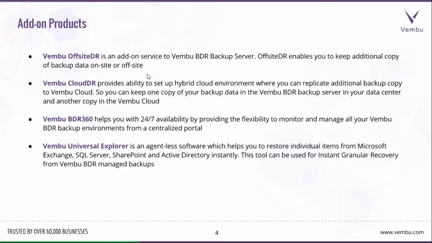And Vembu DR 360 is a monitoring and manageability tool where you can do 24/7 monitoring and manageability of your multiple BDR servers from one single centralized portal. And Vembu Universal Explorer is an agentless software that helps you perform granular recovery of applications like Exchange, SQL, SharePoint, Active Directory instantly from the image-level backups. So if it is Exchange, you can even do a mail-level restore, or if it's SQL, you can even do a database-level restore with the Vembu Universal Explorer utility.